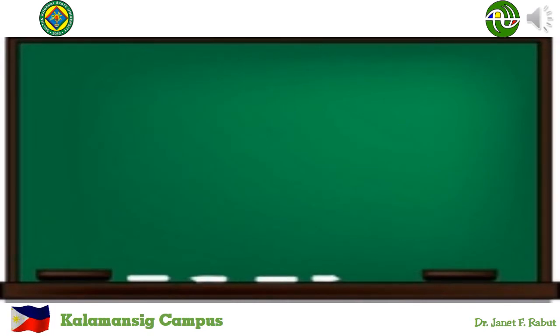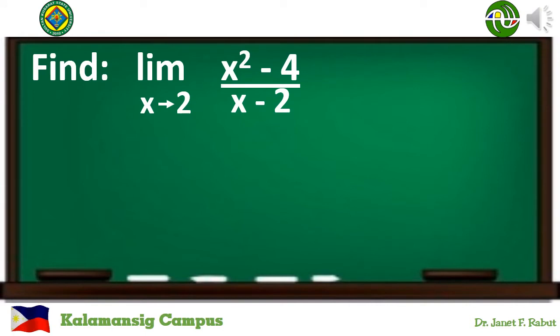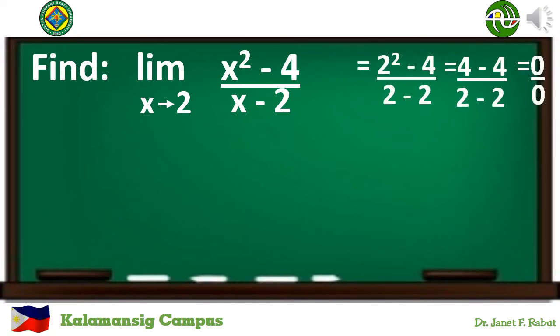Let us try this example. Find the limit of x squared minus 4 over x minus 2 as x approaches 2. Frequently, when you try direct substitution by plugging in 2 to our x both in the numerator and the denominator, we will end up with 0 over 0, meaning it is indeterminate. We don't know yet what it is. This time, we will try another technique.